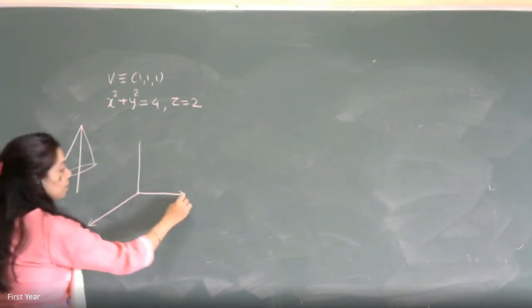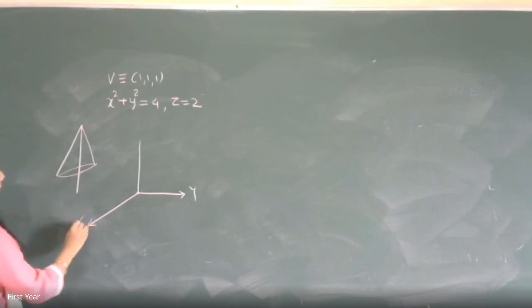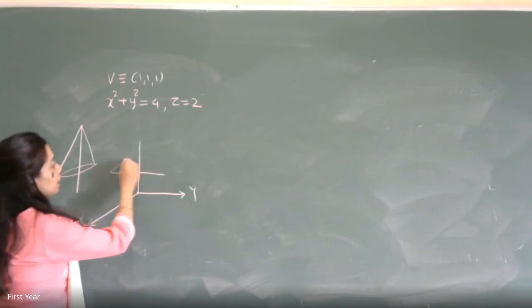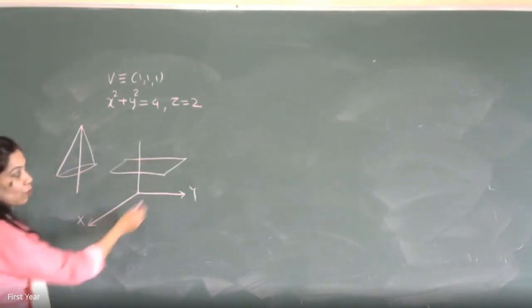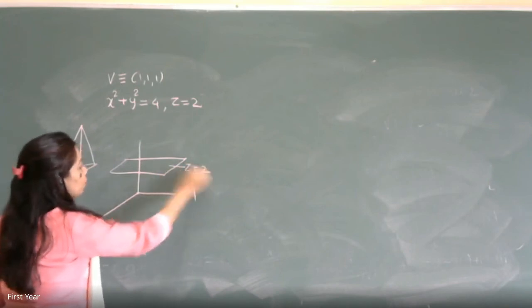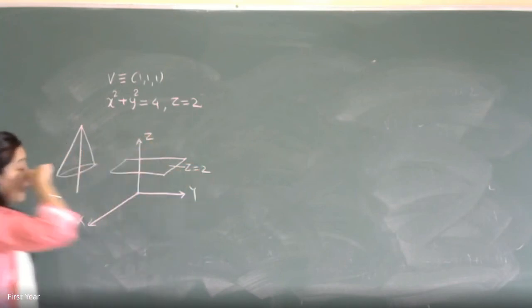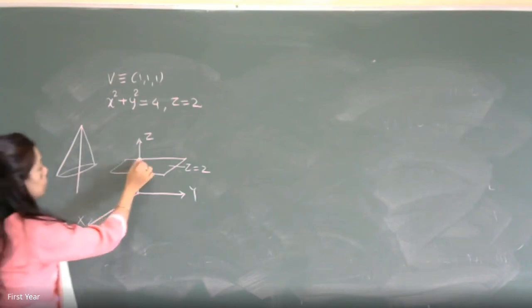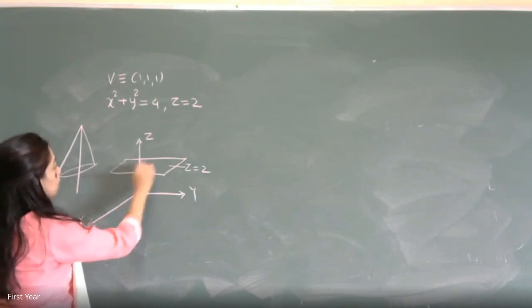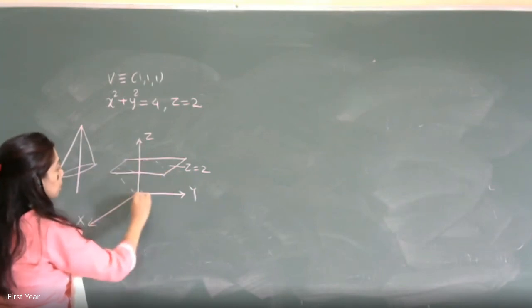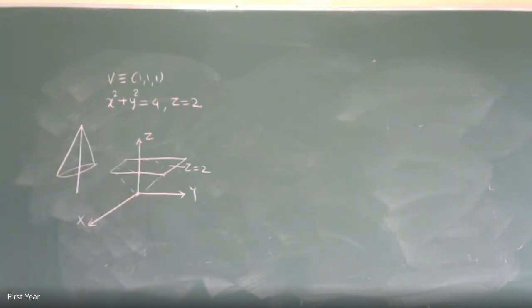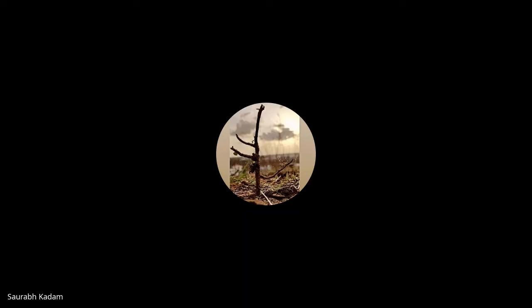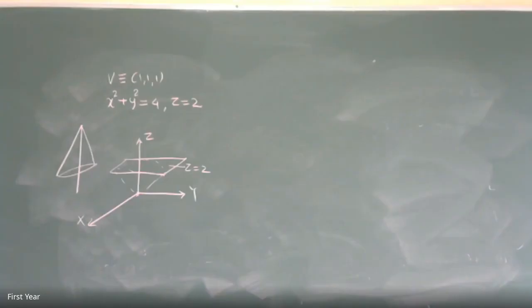So this is say y, this is say x, and this is your plane parallel to XOY plane at a distance 2 from the origin. And then your circle which is there will be here. Is it okay? Do you understand? Yes, ma'am.